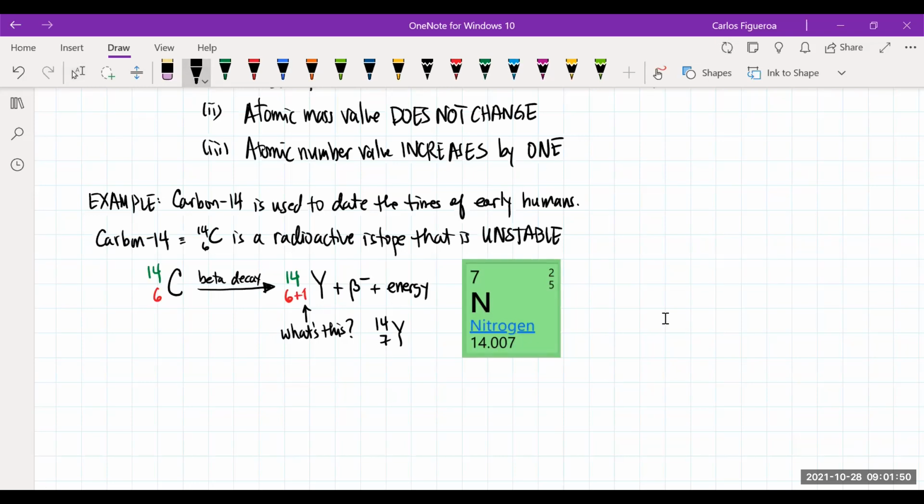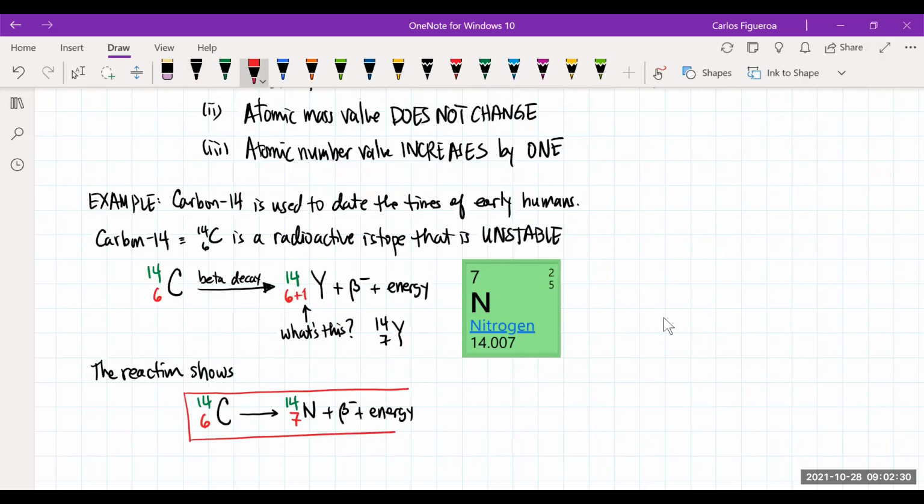So now, what does this tell us here? So if I look at the reaction, the reaction shows I have 14, 6 carbon. It goes beta decay. And then what do I get? I get 14. And now I have 7, which changes the element. And I get this beta minus plus this energy here. So when you look at this thing, it's clear what has happened.